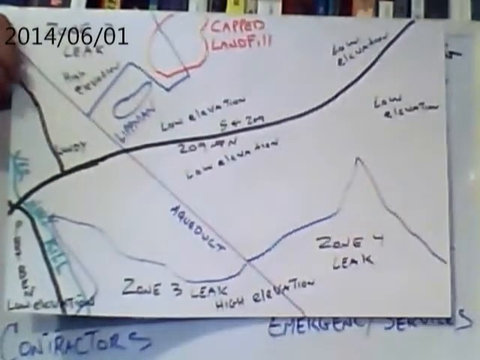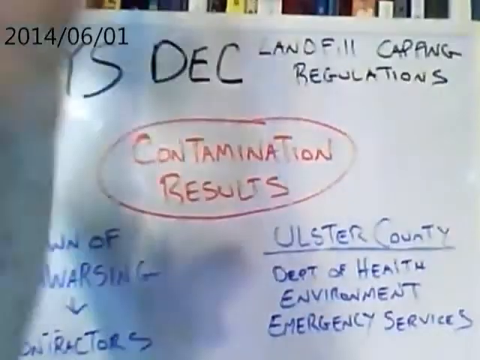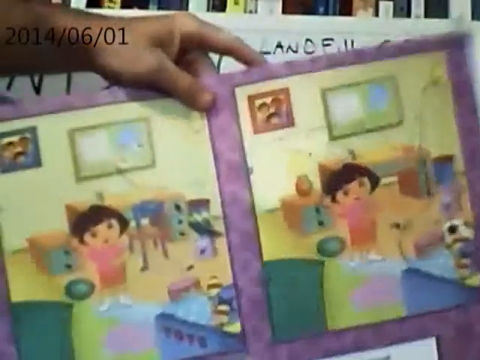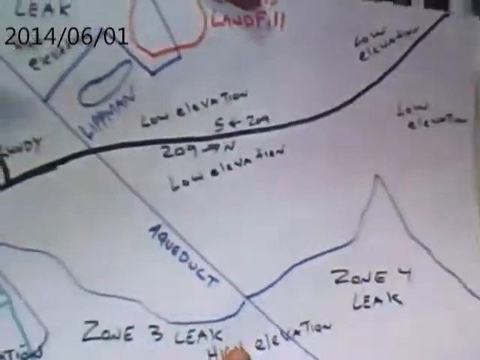I'd like to thank my oldest daughter Sophie for letting me hijack her Dora the Explorer activities sheet to construct this map.